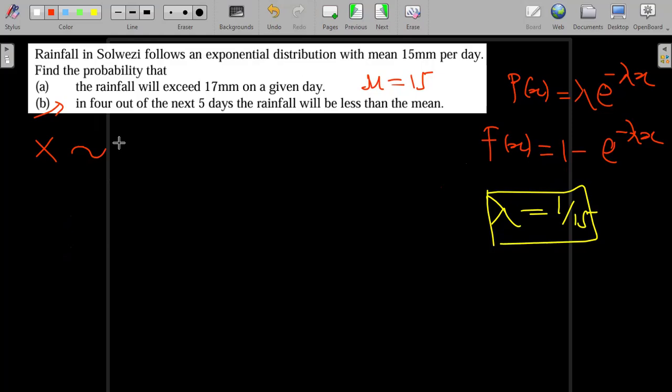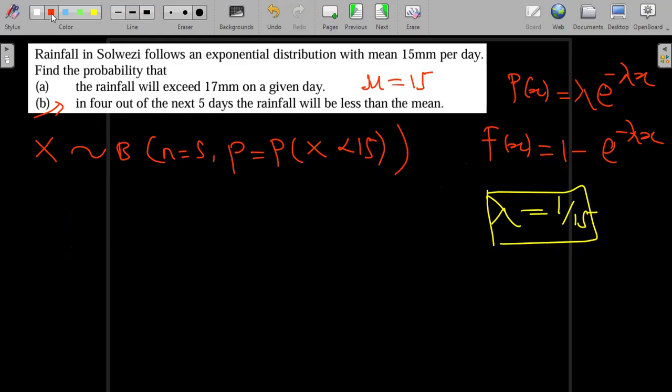So the information on this B here, we're going to say X on B follows a binomial, and that binomial, how many trials will it have? n is equal to 5, because they're saying 4 out of the next 5 days. So the number of trials is 5, and then the probability of success is equal to the probability that the rainfall is less than what? 15.